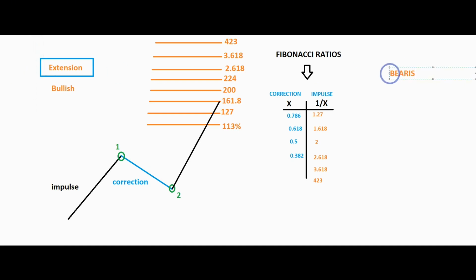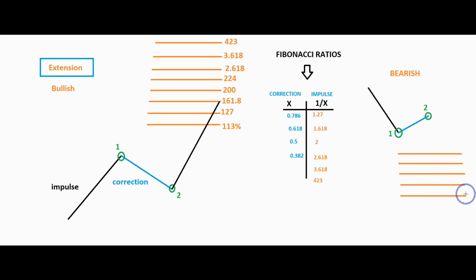In this example, you can see that in a bearish move, the price extended to the 1.618 level, allowing us to determine a price target using these ratios. The key point is that in all Fibonacci tools, the overlap of multiple Fibonacci levels is crucial. The more overlap there is, the more significant the level becomes. Therefore, price targets are determined using multiple Fibonacci levels, not just a single one.